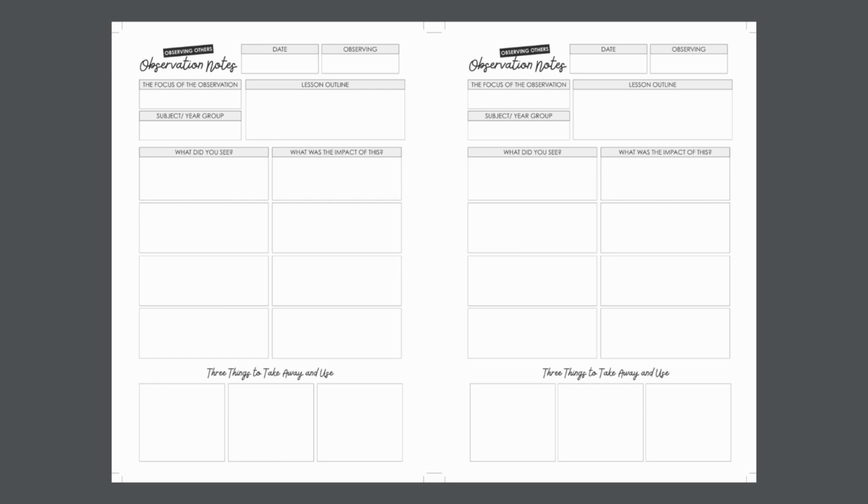We also know how important it is to observe others on your teacher training, so there's also space for observation notes when you're observing another teacher. So you can explain what you saw and what the impact of that was and any things you would like to use yourself in the classroom.